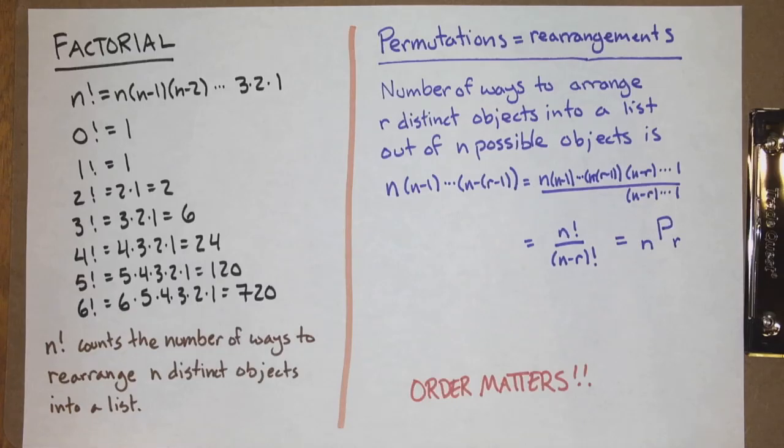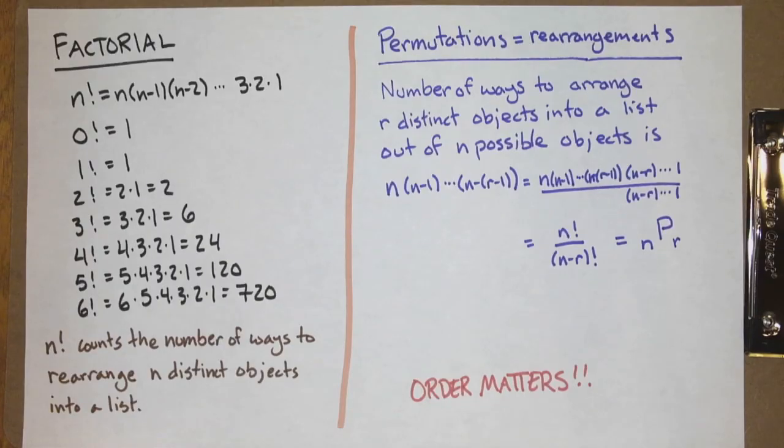Now, one of the things that does happen with factorials is that they grow quickly. Oh, sure, the first couple seem harmless enough, but 8 factorial, that's 40,320. 10 factorial is like 3.6 million. So it grows very fast. So it's one of the things you have to be careful about.